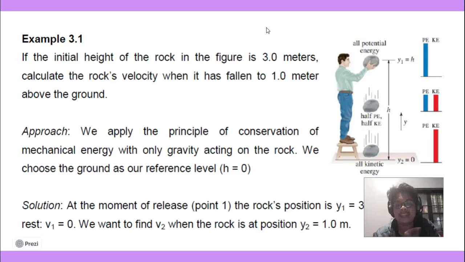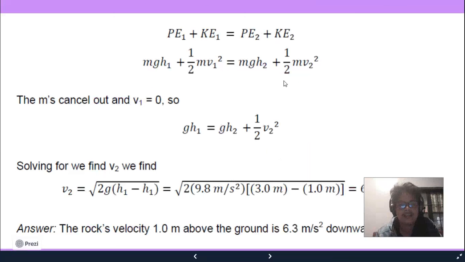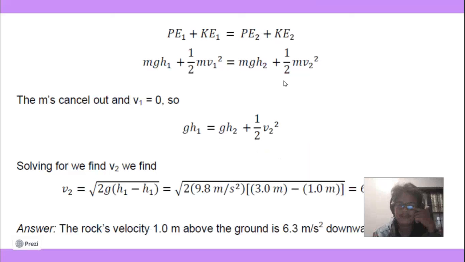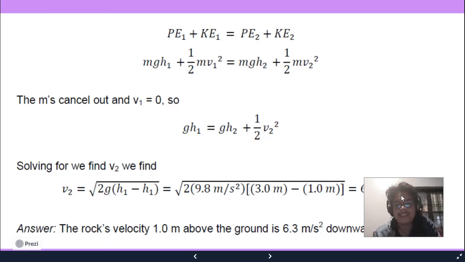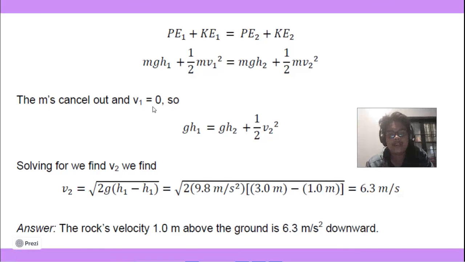So ayan, since KE1, mapapansin nyo guys, sige, solve na lang natin. Since KE1 is equal to 0, kasi nga 1 is the initial. Bago nagsimula, hindi pa nagfo-fall yung rock, na hinawakan mo pa siya, so ang bilis niya is 0. Therefore, no kinetic energy pa because lahat ay potential energy. Kaya cancel na yung PE1.